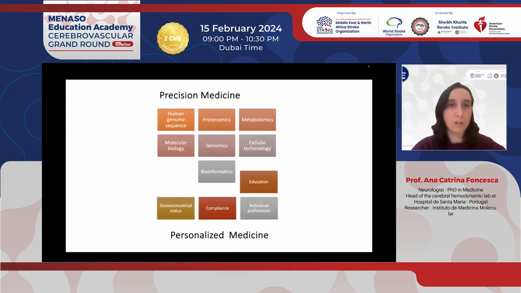So it's also very important, just to finalize, to think that we have precision medicine and all this technology, but it's still very important to practice personalized medicine, taking into account the education of the patient, socioeconomic status, individual preference, and also how patients will need to comply with medications in order to get the best outcome.